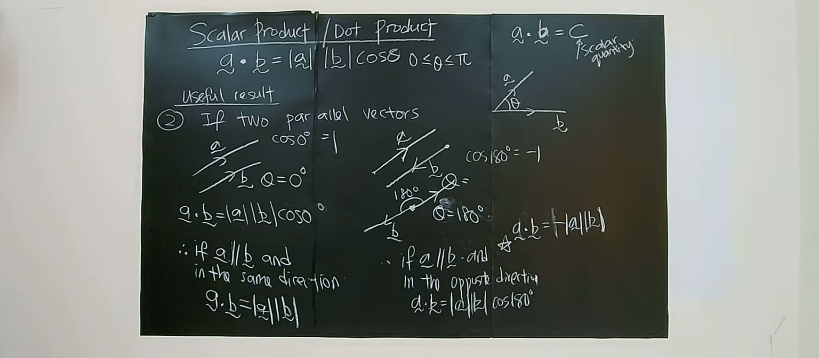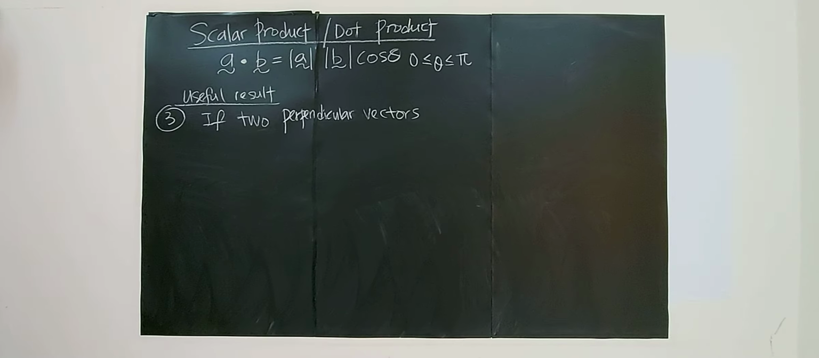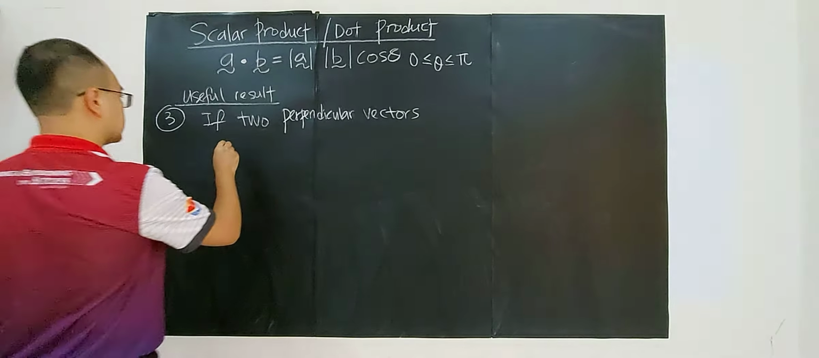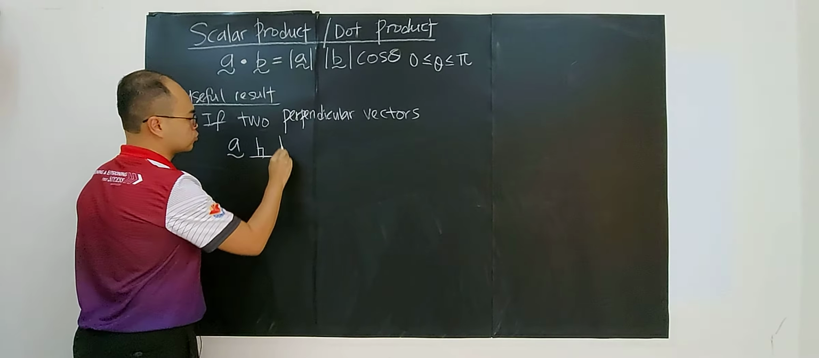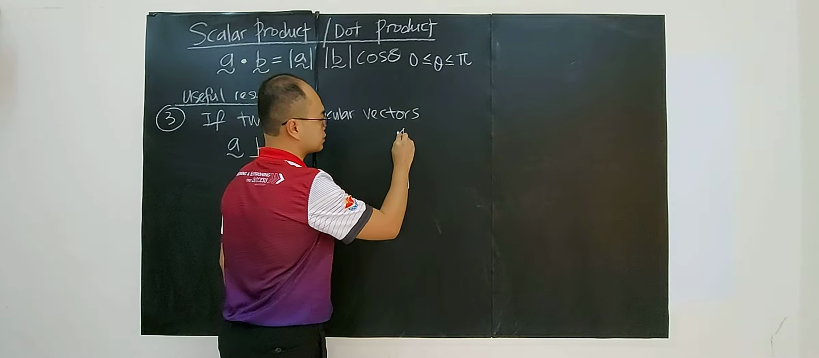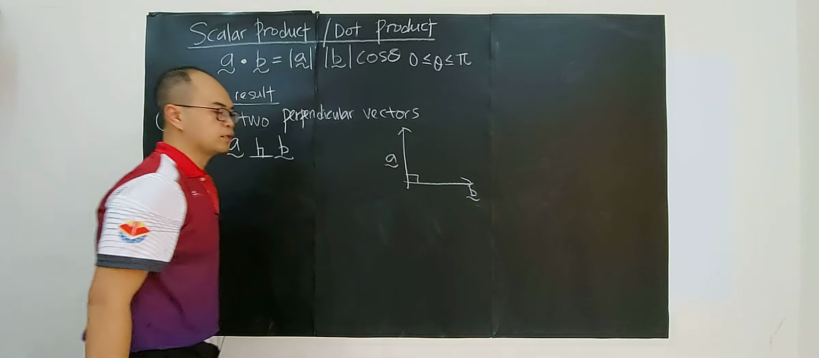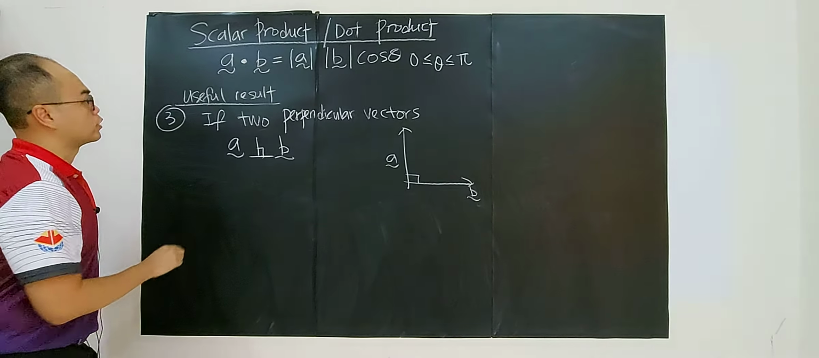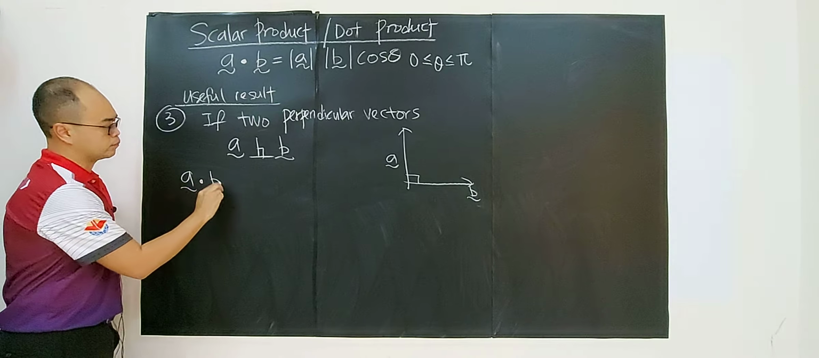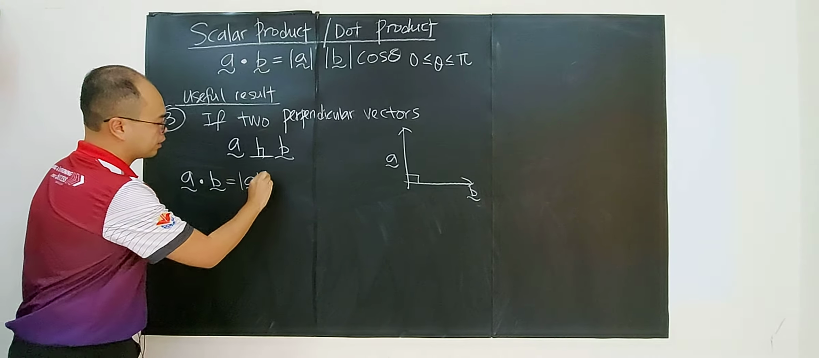So, let's go for the third result. The third result is very famous and popular in almost every examination, right? So please focus on the third result. Alright, let's continue. How about if two vectors are perpendicular, meaning vector A is perpendicular to vector B? So the angle between them will be 90 degrees, right? Then we know that A dot B is equal to magnitude of A, magnitude of B.